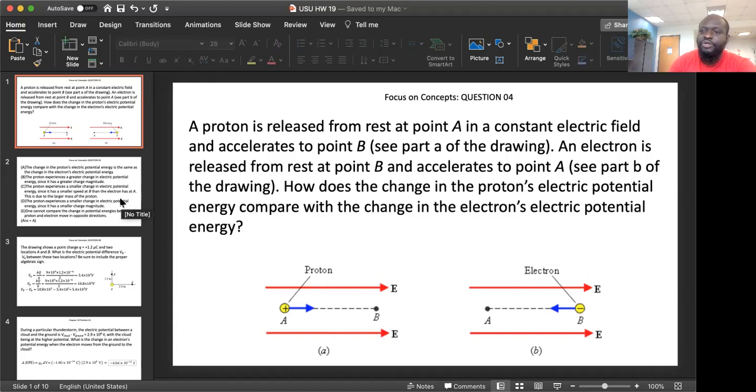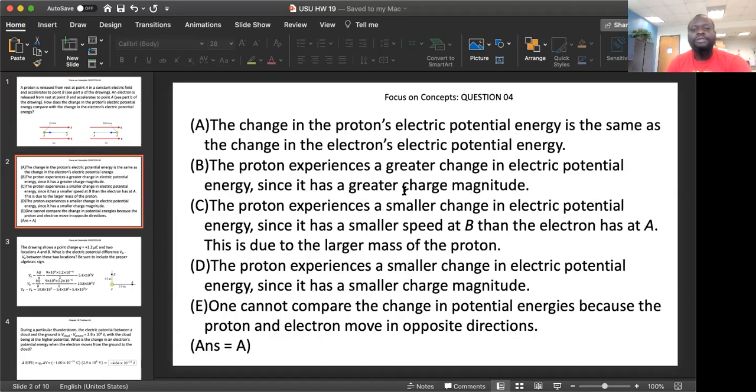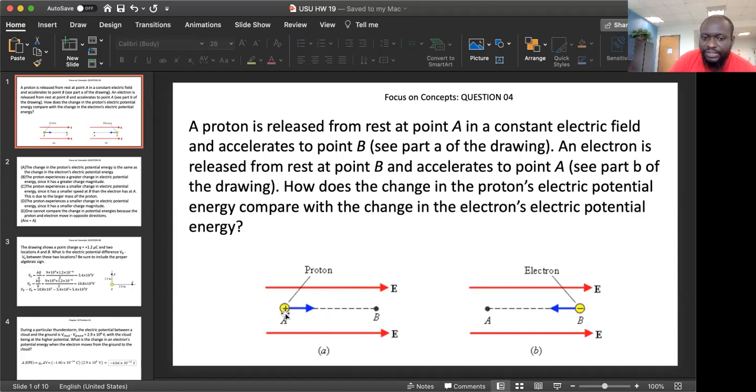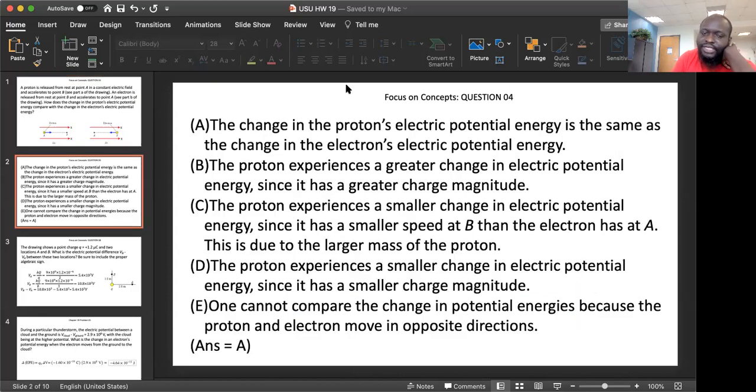is equal to an electron moving in the opposite direction if they cover the same distance, okay? If they move the same distance, because of the charge, negative e going that way. So for this point, this guy is going to the right and it's positive, an electron is negative going to the left, so it's going in the negative direction. So the negative and the negative will cancel and also be positive. So they'll have the same electric potential energy. Okay, so that's why the correct answer here is A. The change in the proton's electric potential energy is the same as the change in the electron's electric potential energy.